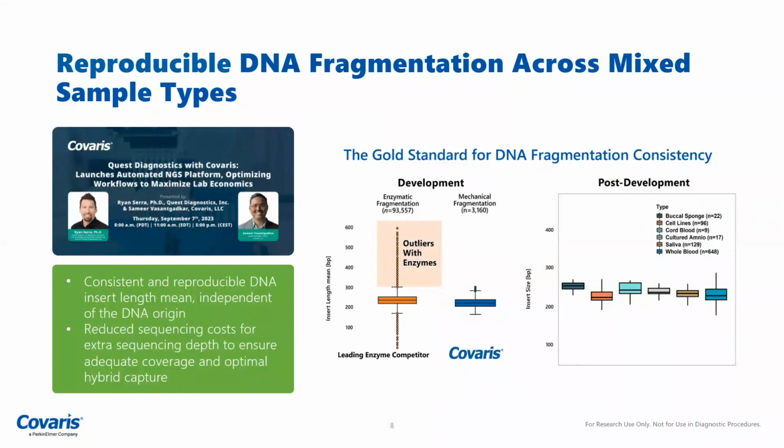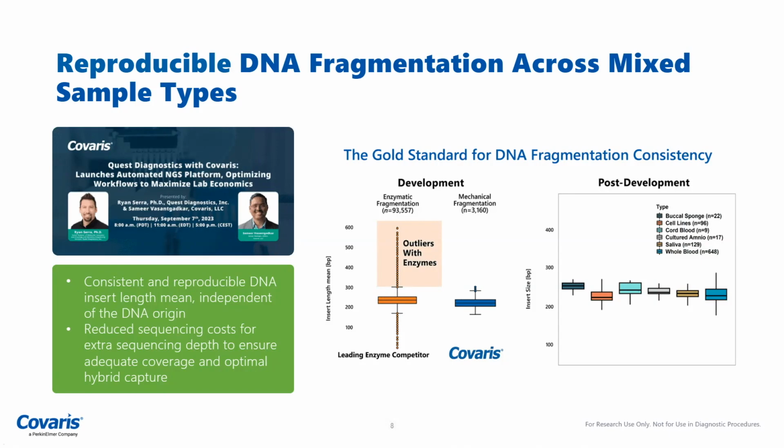During the second installment of the webinar series, Dr. Serra showcased data provided by Quest. This data compared mechanical and enzymatic fragmentation methods across a broad sample set for whole exome sequencing. The use of Covaris has proven to yield consistent results regardless of the diversity in DNA origin of the samples.